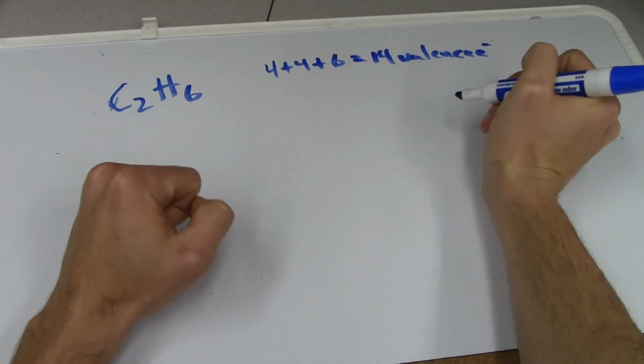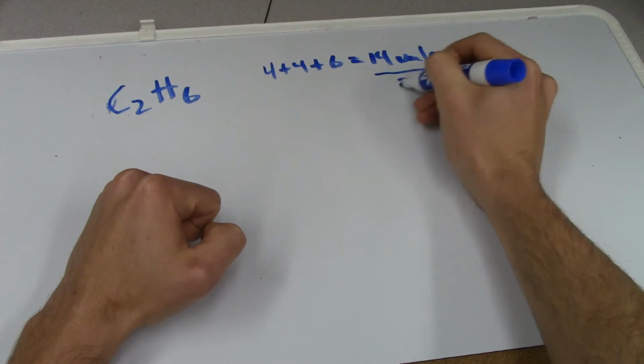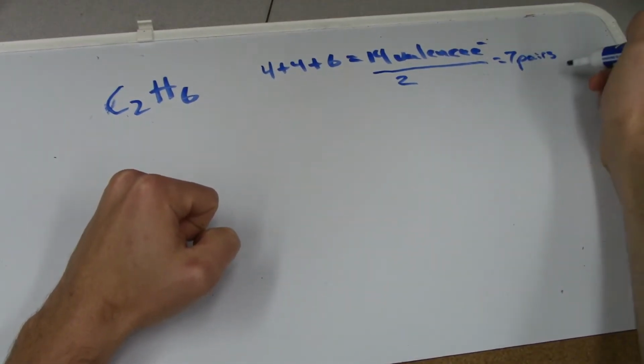Again, I'm trying to figure out how many pairs of electrons I'm dealing with, because electrons are always paired up in a stable compound. So I'm going to divide by 2. I've got 7 pairs to make this molecule stable.